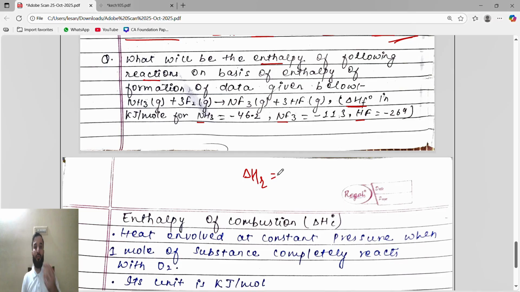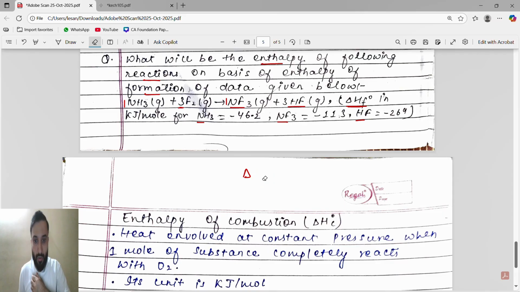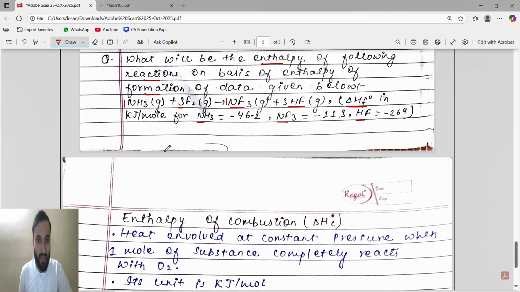So we know enthalpy of reaction means enthalpy of formation of product minus enthalpy of formation of reactant. On the basis of the enthalpy of formation data given, this is the reaction: NH3 with coefficient 1, plus 3 F2, gives NF3 with coefficient 1, plus 3 HF. Okay, fine. Guys, write on the question.